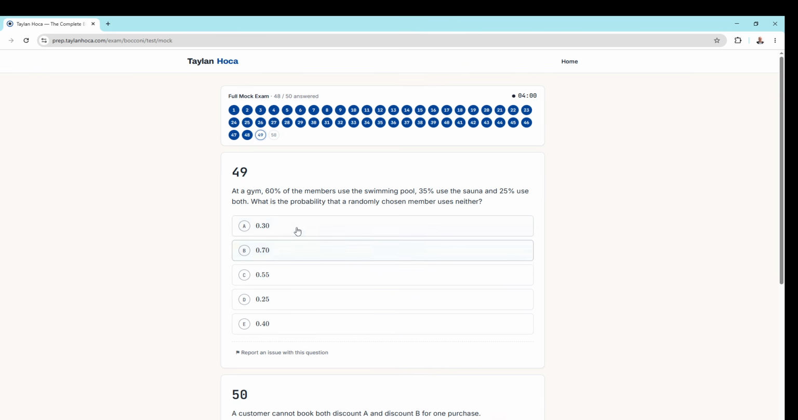Very nice. At the gym, 60% of members use the swimming pool, 35% use the sauna, 25% use both. What's the probability that a randomly chosen member uses neither? So swimming pool 60 plus sauna 35 is 95. Subtract the intersection 25, so 70. So swimming pool or sauna is 70%. That's why neither is 30%, so 0.3.